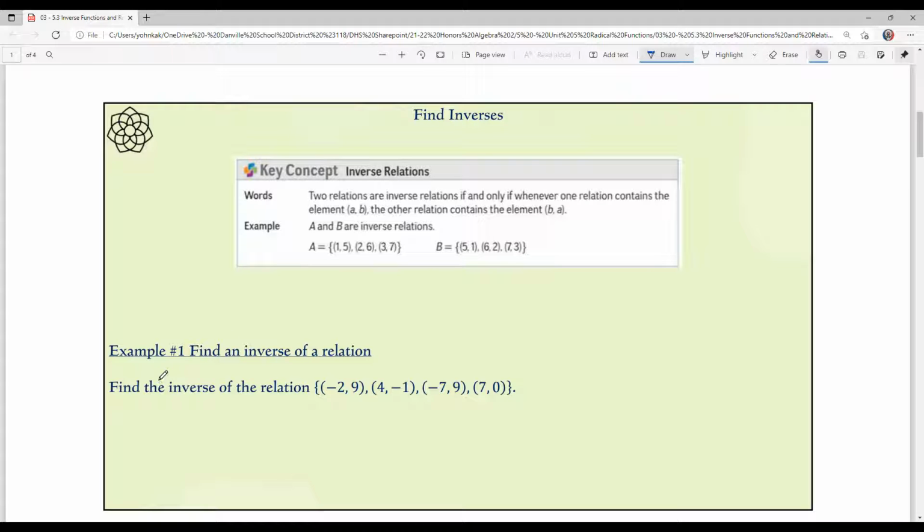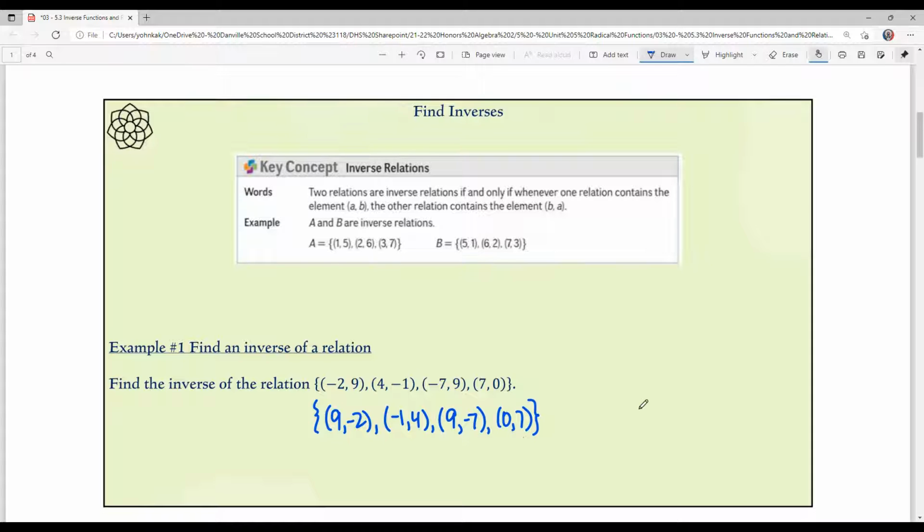So for instance, if I want to find the inverse of this particular relation, all I have to do is reverse the ordered pairs. So (-2, 9) becomes (9, -2). (4, -1) becomes (-1, 4). (-7, 9) becomes (9, -7). And (7, 0) becomes (0, 7). Make sure to put it in curly brackets because a relation is a set of ordered pairs. And if you don't have the curly brackets, you haven't written a set.